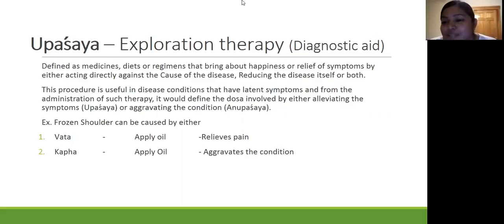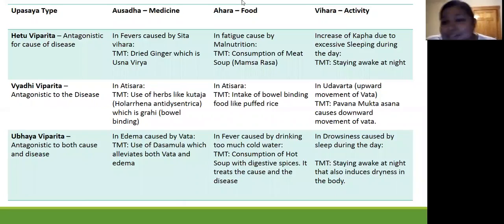So this is why some people describe it as trial and error, because by using different methods such as either a medicine or a diet or a regimen, which is basically vihara, you can figure out if it is a positive reaction or a negative reaction. Okay? So there are different types of upashayas that have been described. And this is where it gets a little bit complicated. So if you don't completely understand this, again, it's okay.